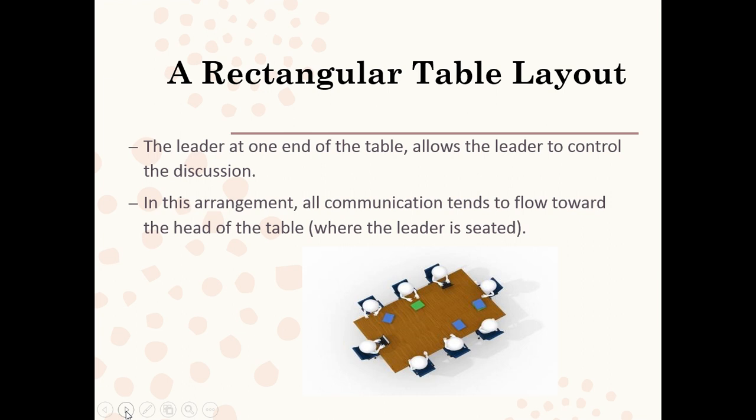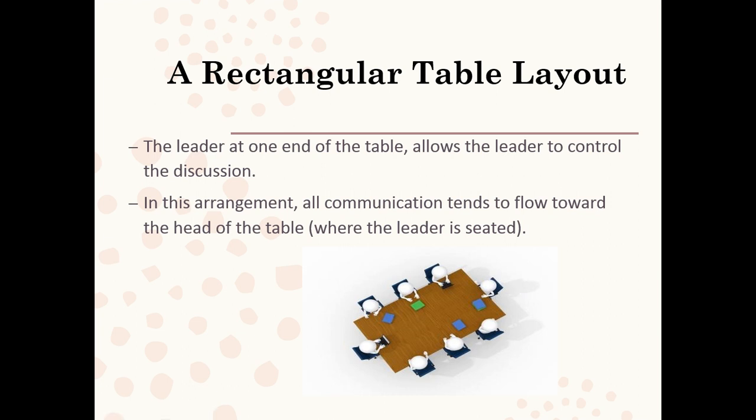Next is rectangular table layout. For rectangular table layout, the leader sits at one end of the table. Kalau U-shape tadi, dia memang duduk dekat U tadi lah kan. Tapi kalau rectangular table layout, dia duduk at the end of the table. Depends lah, sebelah sini ke. In this arrangement, communication tends to flow toward the head of the table where the leader is seated. So communication ni mengikut head of the table lah, kat mana ketua tu duduk. Okay, tu adalah untuk rectangular table layout.